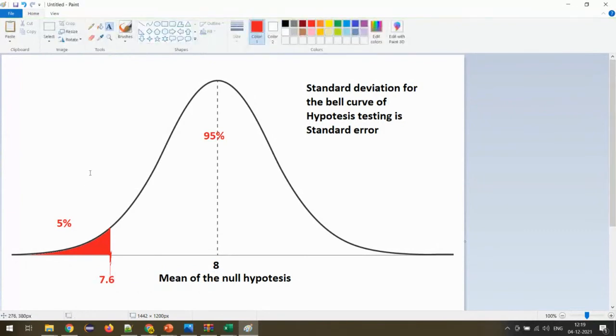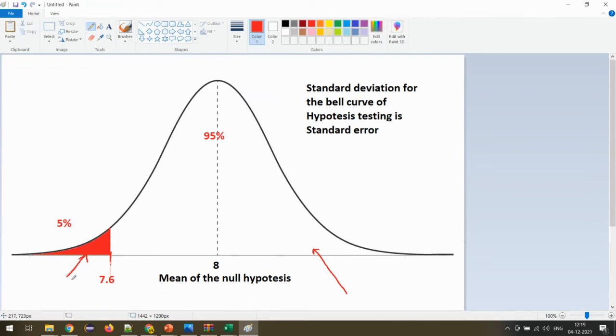So we got this value 7.6. The one final step remaining is to calculate the mean value of the sample. We calculate the sample mean, and if the sample mean falls in this red region, it means it belongs to the alternate hypothesis, which means we reject the null hypothesis. If it falls in white, we fail to reject the null hypothesis.